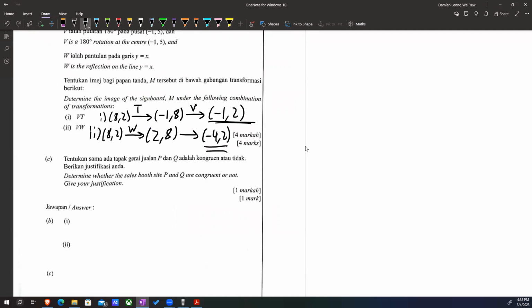So you might want to state this one in between, because it carries 4 marks each. So the one in between can give you a mark as well.